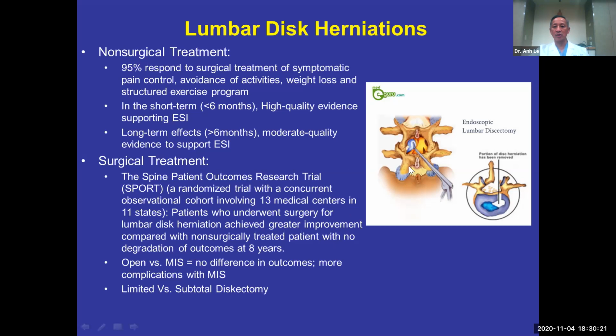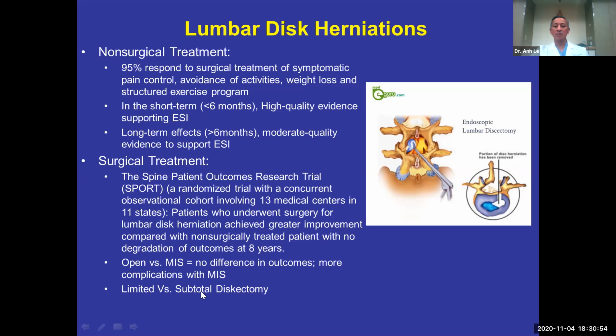So we do surgery by performing a small laminotomy on the side here, retracting the nerve root and the thecal sac to the opposite side, and removing the disc herniation or extrusion. You can do it with an open or MIS approach. There are no differences in the outcomes, except there are more complications with MIS because you don't have a lot of room to work with. So you can injure the nerve and cause a dural tear.